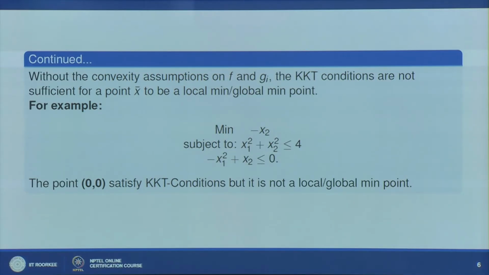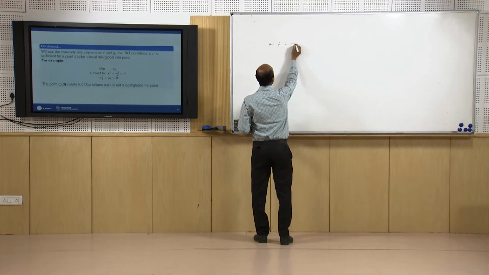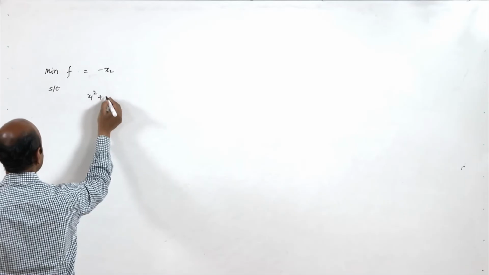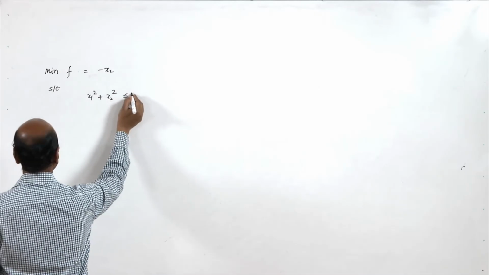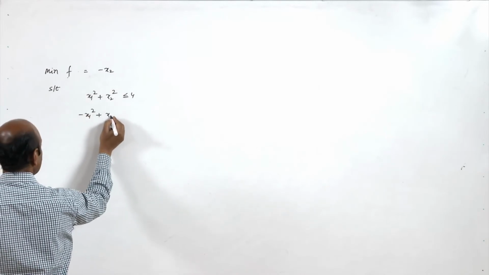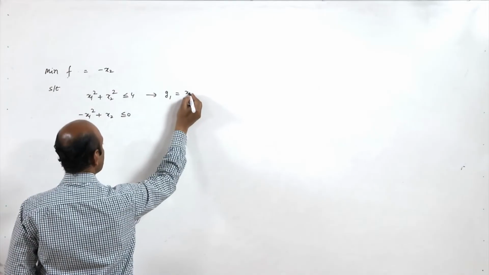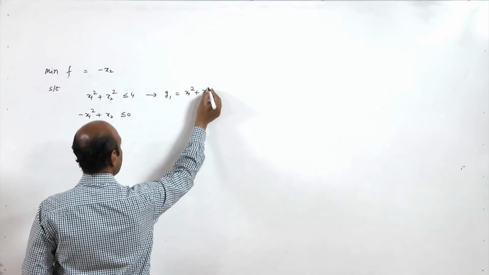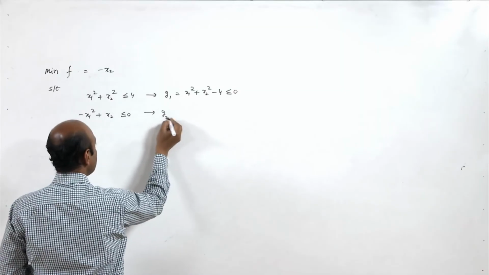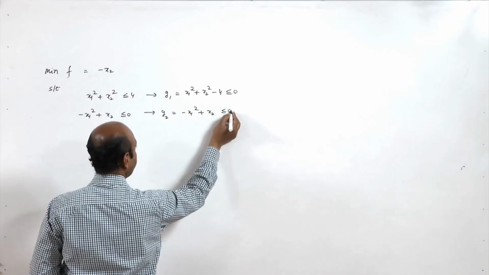For example, we have this problem. This is minimum of f equal to minus x2, subject to the conditions x1 square plus x2 square less than or equal to 4 and minus x1 square plus x2 less than or equal to 0. So, the first constraint is g1, which is x1 square plus x2 square minus 4 less than or equal to 0, and the second constraint is g2, which is minus x1 square plus x2 less than or equal to 0.